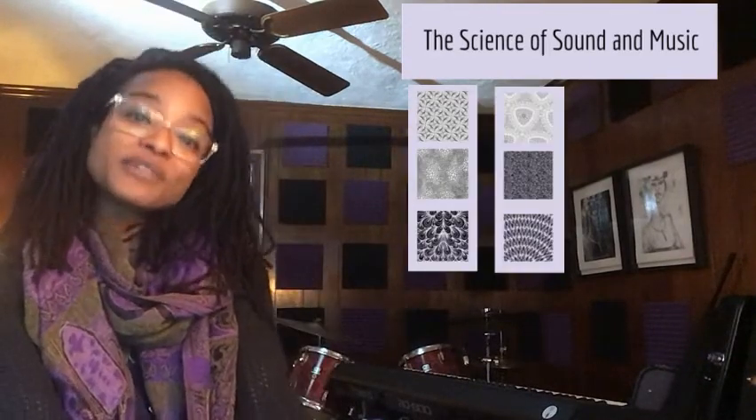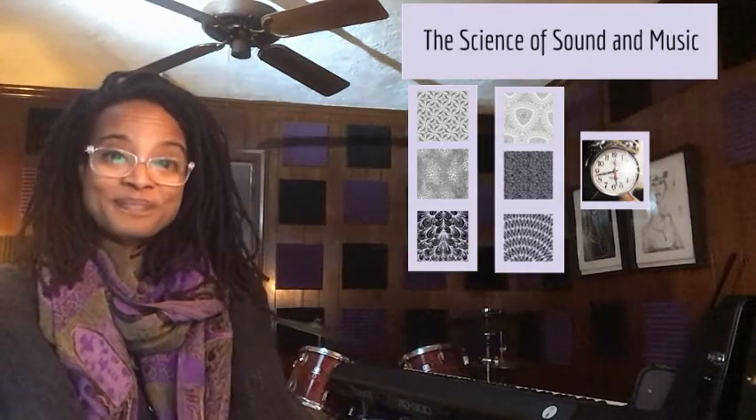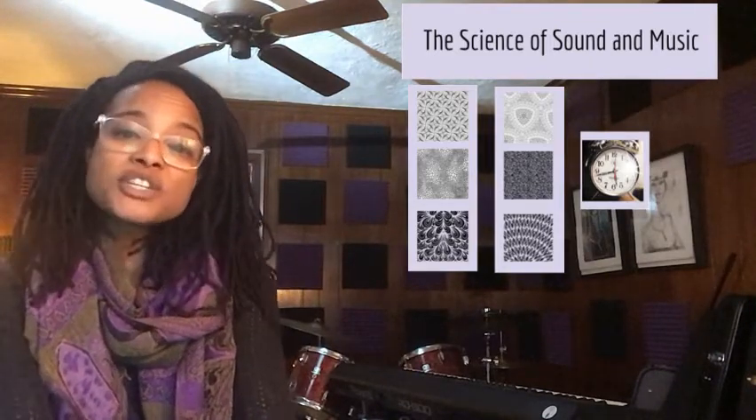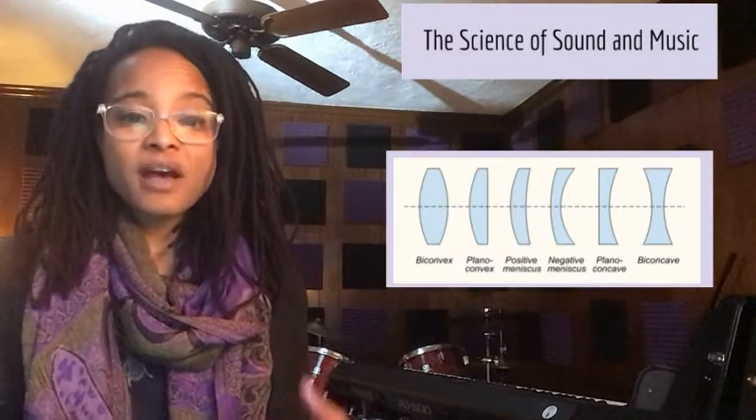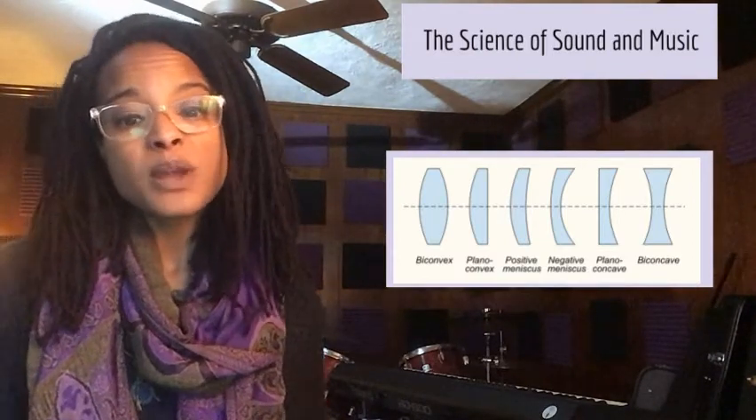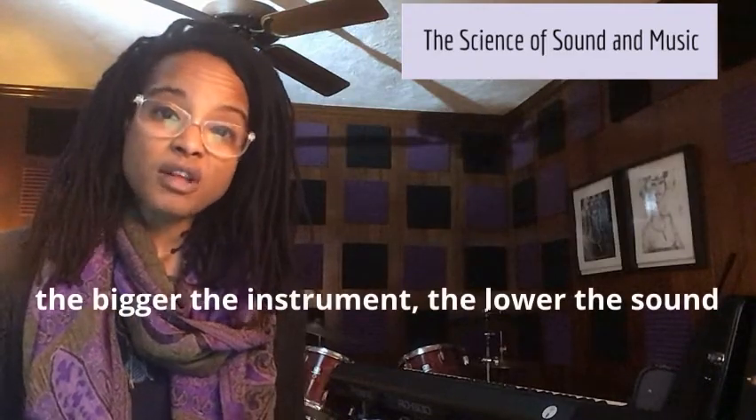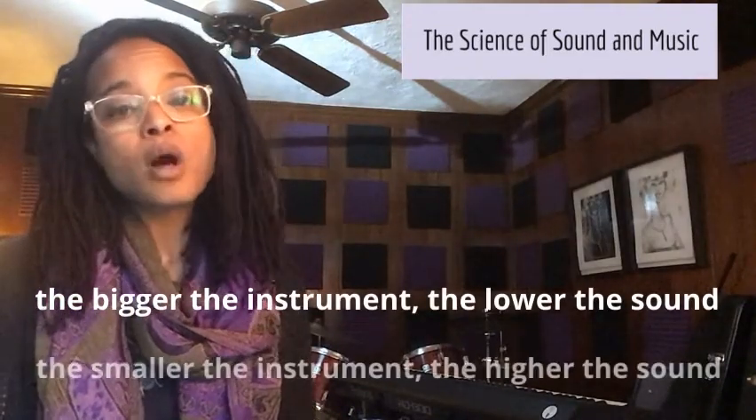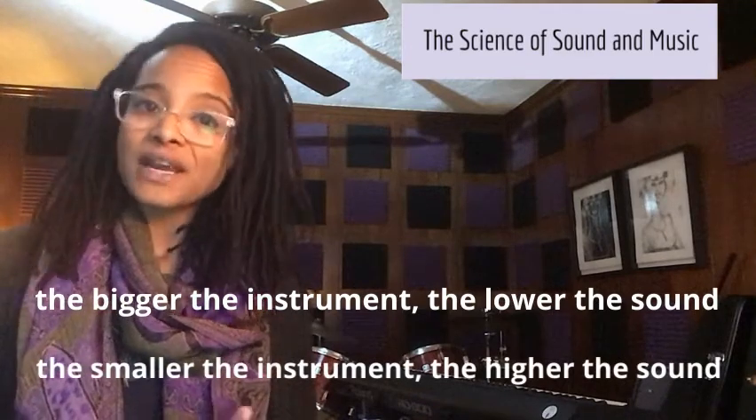How does the science of sound relate to music? Well, in so many ways. We'll just talk about a few. Music is the organization of patterns of vibration over time. The dimensions and shape of an instrument affect the pitches and the sound that it makes. So generally, the bigger the instrument, the lower the sound it makes, and the smaller the instrument, the higher the sound it makes. I'll demonstrate with some recorders.